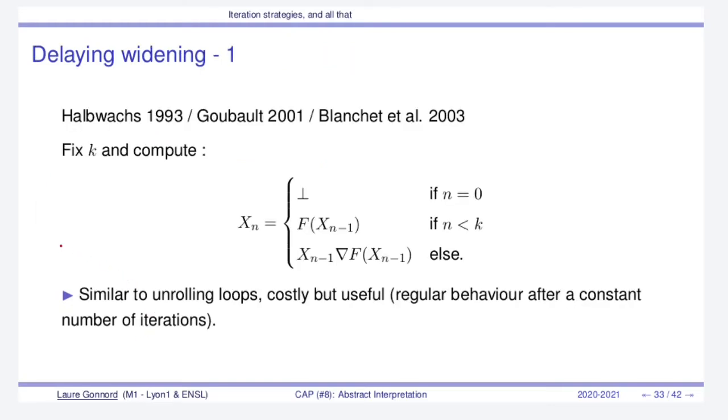We already saw in the last video that widening operators are one of the major elements that induce loss of precision. A simple idea would be to delay its application after a certain number of steps, which is similar to unrolling loops. This is called delayed widening. You fix a k and you compute without making widenings for the first k steps, and then you use the regular fixed point iteration.